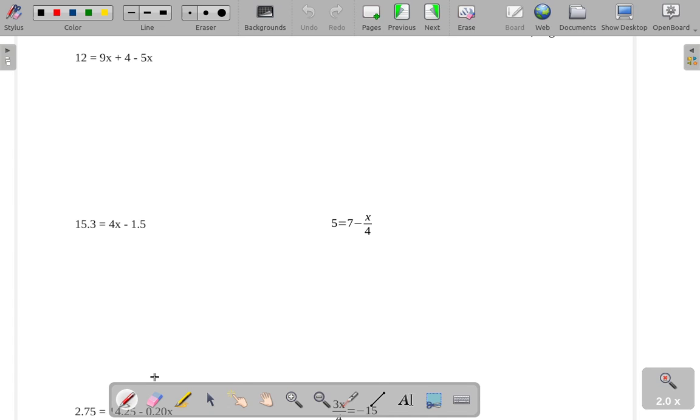More examples here. In this one, we have x's in multiple locations, so before I start trying to solve this, I want to combine all of my x's together. So that means I need to combine like terms.